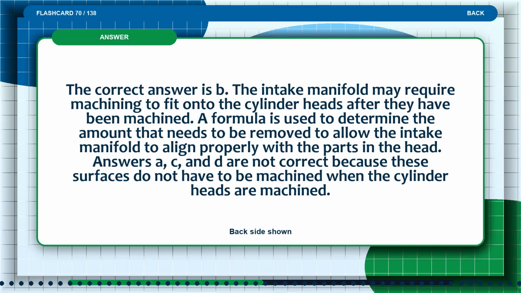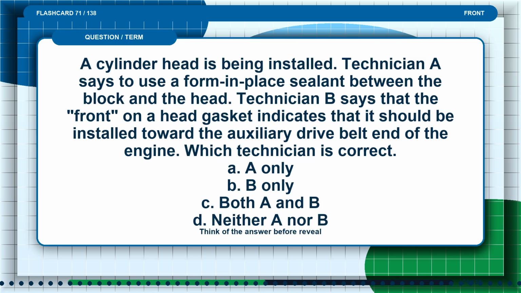The correct answer is B. The intake manifold may require machining to fit onto the cylinder heads after they have been machined. A formula is used to determine the amount that needs to be removed to allow the intake manifold to align properly with the parts in the head. Answers A, C, and D are not correct because these surfaces do not have to be machined when the cylinder heads are machined.